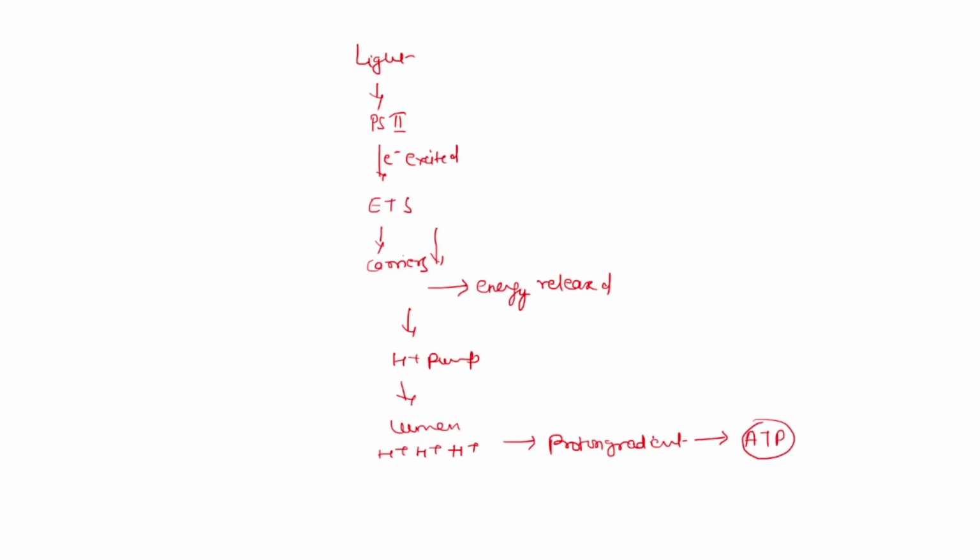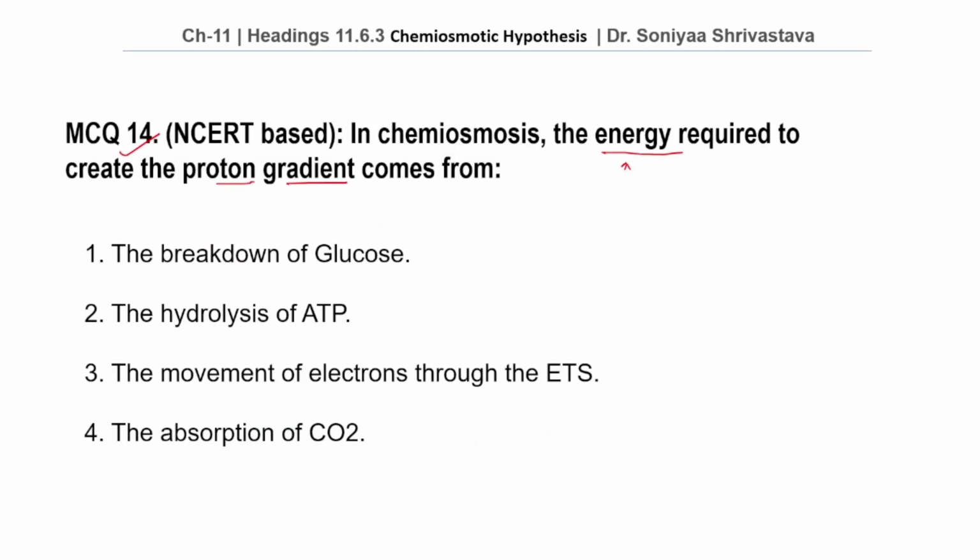Now coming to the options. Option number 1, the breakdown of glucose. This happens during respiration, not during the light reaction of photosynthesis. So this is the wrong option. Option number 2, the hydrolysis of ATP. ATP hydrolysis releases energy, but here we are trying to make ATP, not spend it. So this is also the wrong option. Option number 3, the movement of electrons through the ETS. Yes, this is our correct answer.